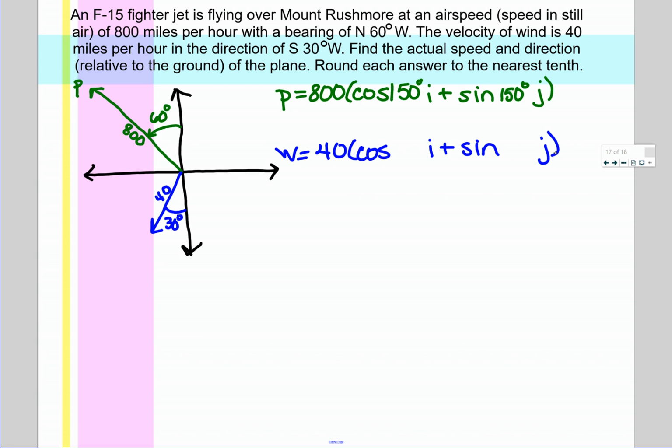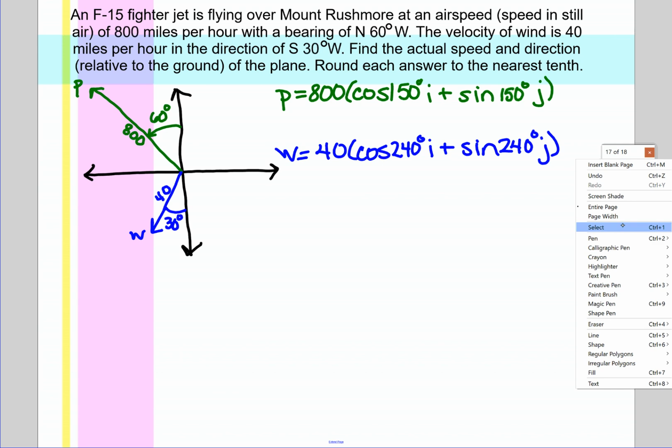I have to rotate 180 to get here, right? And then how much more to get to my wind vector? What's this angle here? That's going to be another 60, right? Because I have 30 left over. Okay, so 180 plus 60 gives me 240. This is vector W down here. Now these are unit circle values, but we're just going to use our calculator.